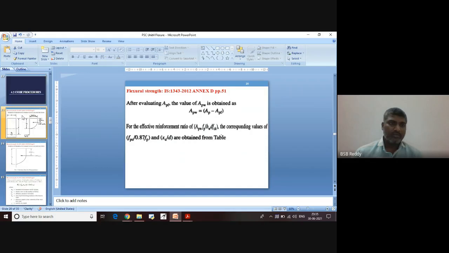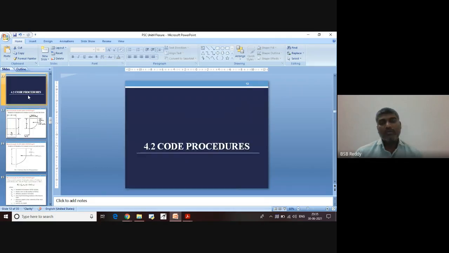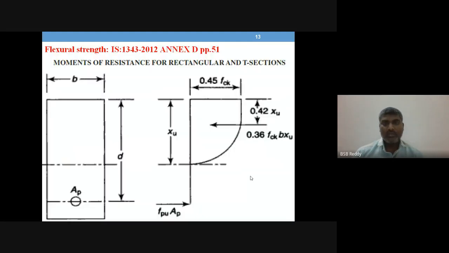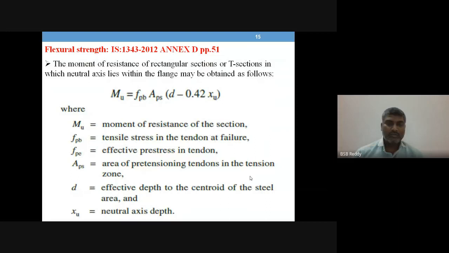We are talking about Unit 4, how to find the moment of resistance. Last session we talked about finding moment of resistance using the Codal formulas. So, just going through those formulas again. This is one such formula we talked about in the last session.